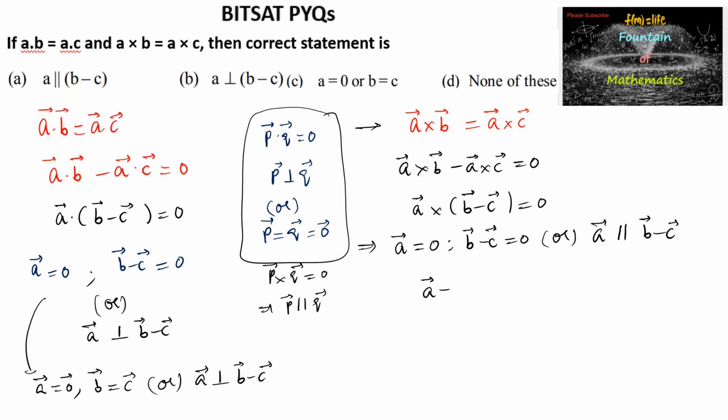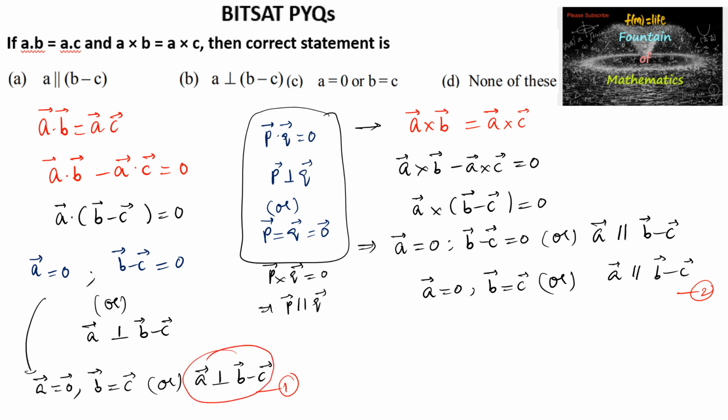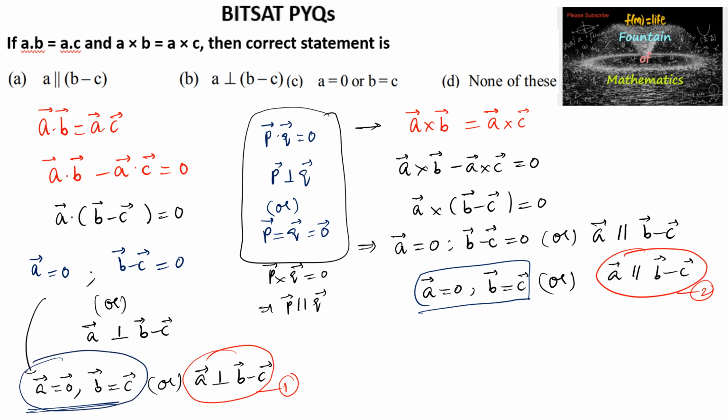So here a is equal to 0, or b is equal to c vector, or another case, a vector must be parallel to b minus c vector. So from 1 and 2, here a is perpendicular to b minus c and here a is parallel to b minus c, which is not possible in both the cases. So we can consider a is equal to 0 or b is equal to c, which is satisfied in both. So we can go with option C, a is equal to 0 or b is equal to c vector.